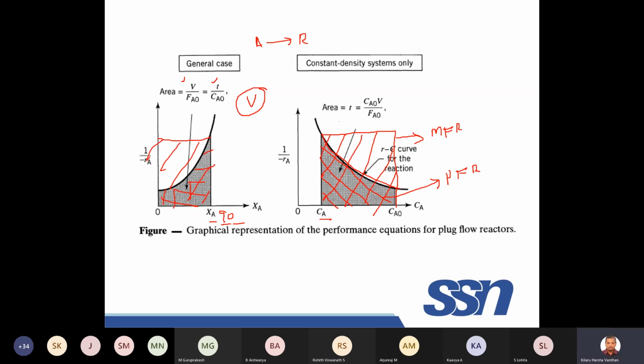So for the same conversion, if you have an option to choose either PFR or MFR, definitely you choose PFR because it gives lesser volume. Lesser volume in the sense lesser material required. With lesser material required, the operation cost will be lesser, and you get more profit.